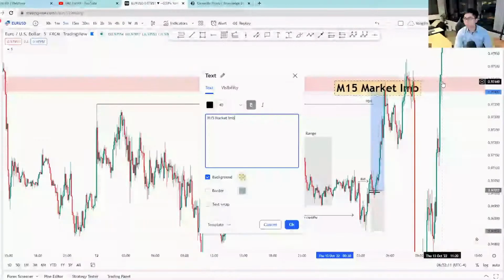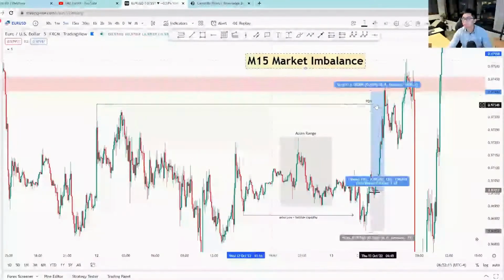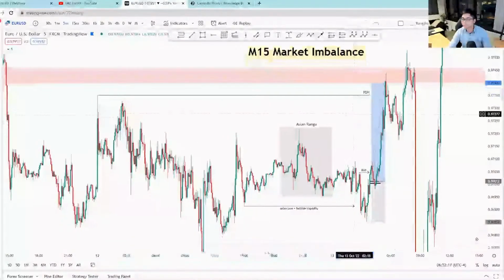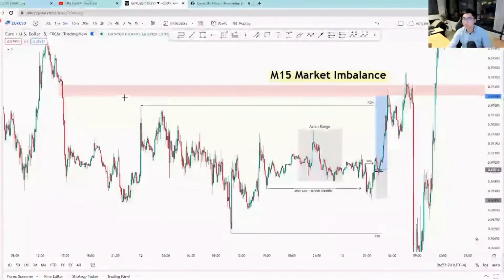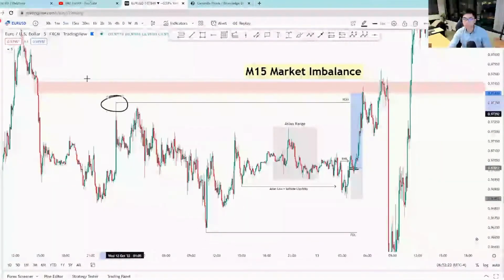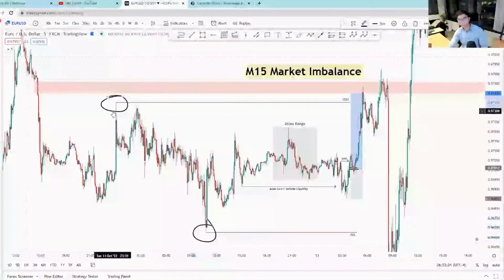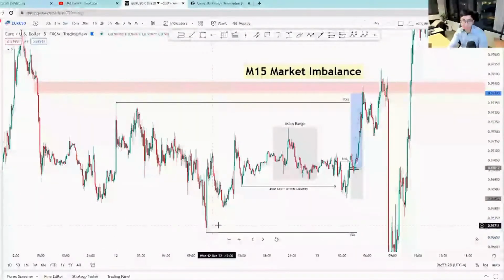market imbalance. You can actually see this, the high is the previous day high and the previous day low. It's also a pivot point, a pivot high and a pivot low. So in a way, I'm actually also implementing pivots into my trading, just that I draw it out manually.